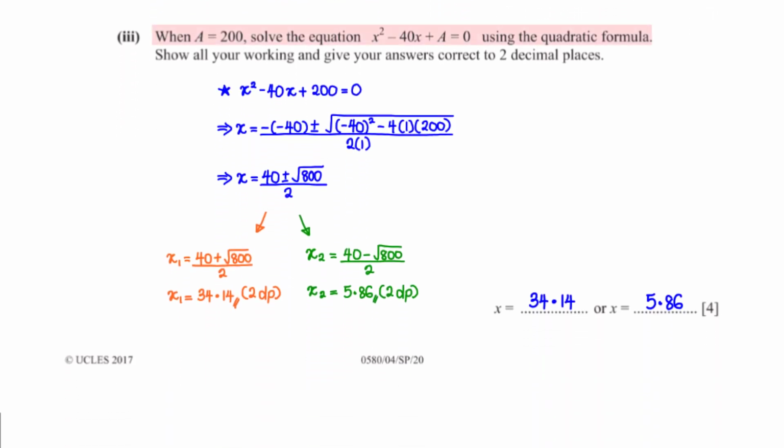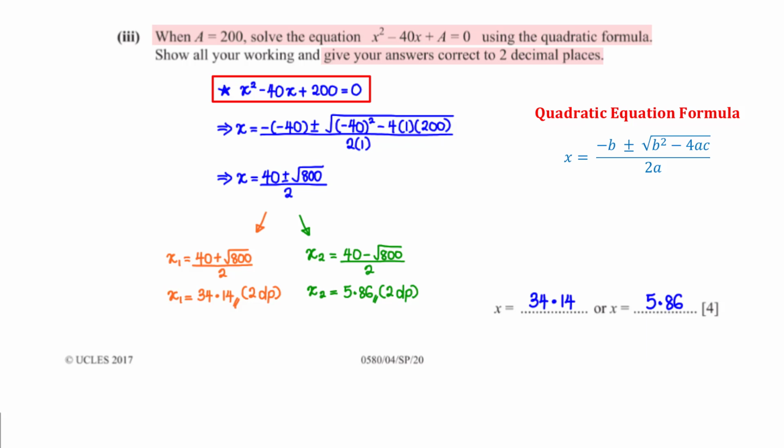When a equals 200, solve the equation x squared minus 40x plus a equals 0 using the quadratic formula. Show all your working and give your answers correct to 2 decimal places. When we substitute a equals 200 into the equation, this is what we get. When we apply the quadratic formula to the equation, this is what we get.